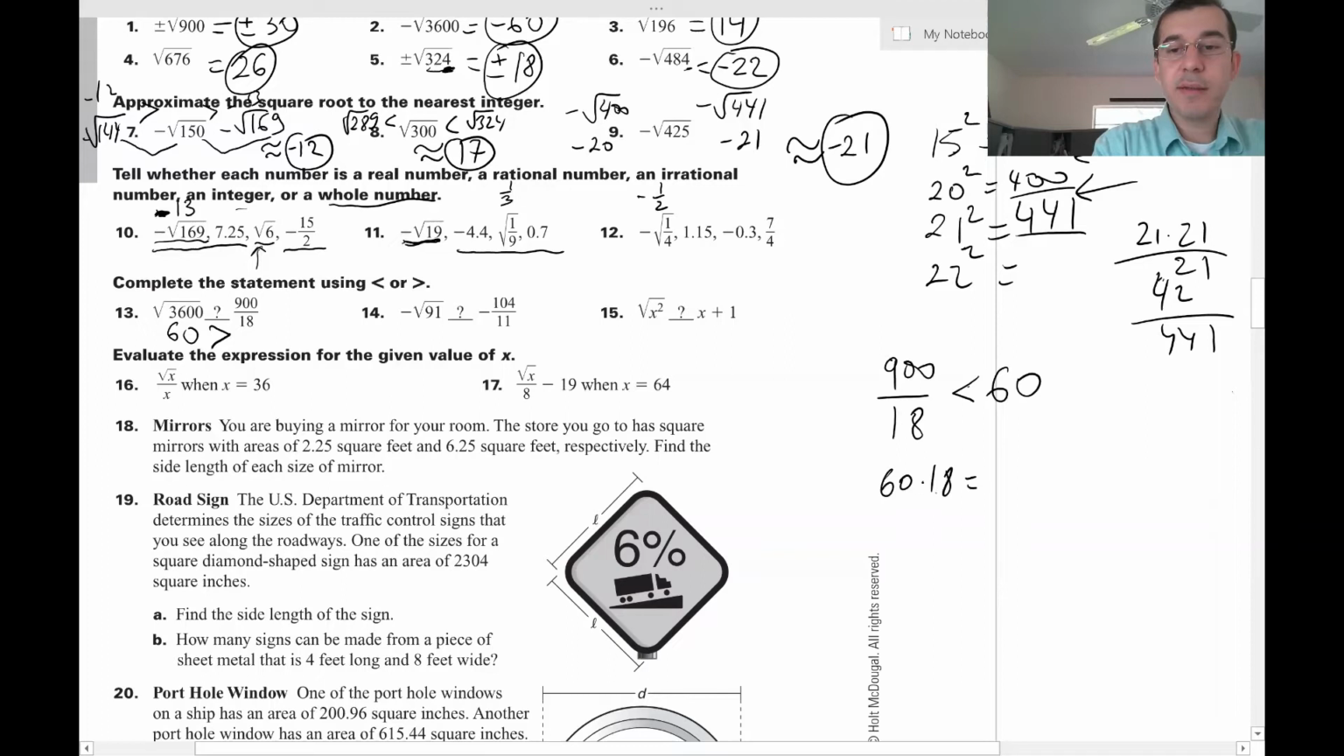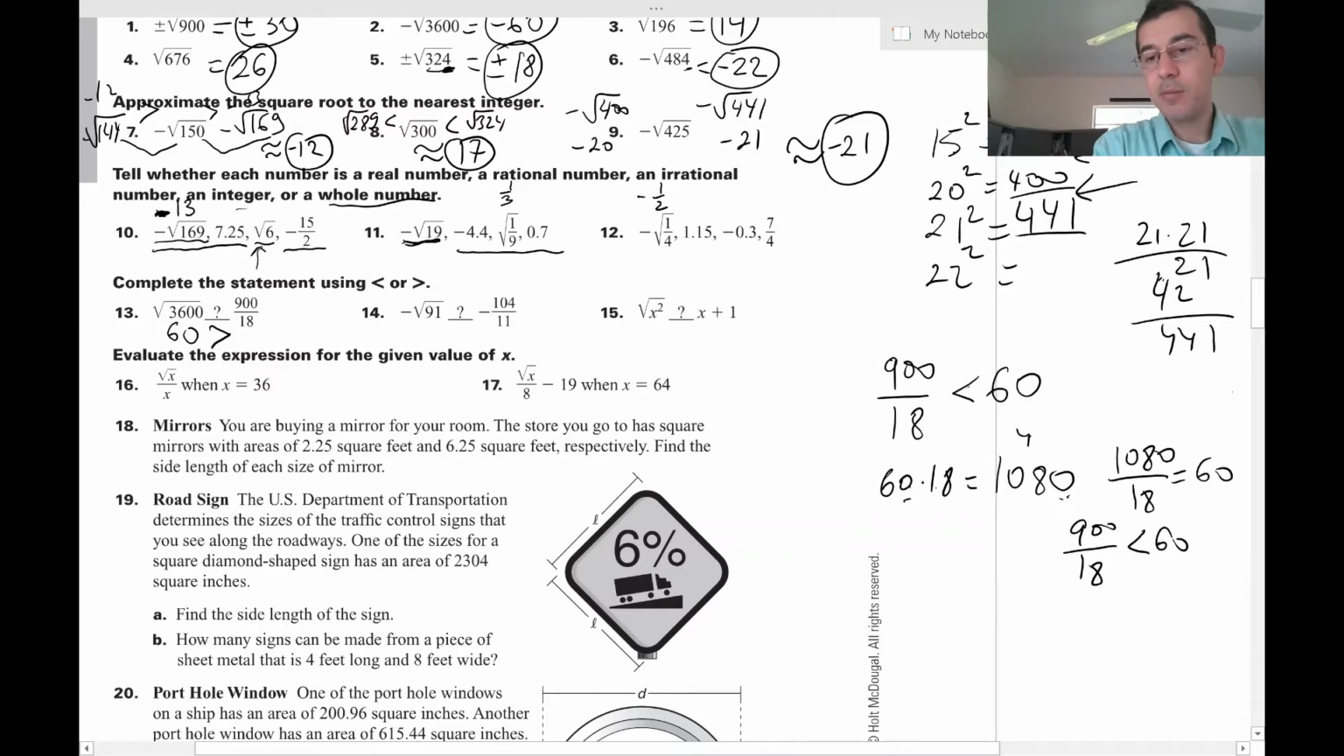The way I did it is 6 times 8 is 48, 8 and 4, 6 times 1 is 6, and 4 is 10. So this is 1080 with a 0 here. So if we have 1080 over 18, that's 60. Here we have 900 over 18, so we know that this is for sure less than 60. This actually is probably 50, because 5 times 1 is 5, 5 times 8 is 40. So yeah, this is 50. So 60 is greater than 50.